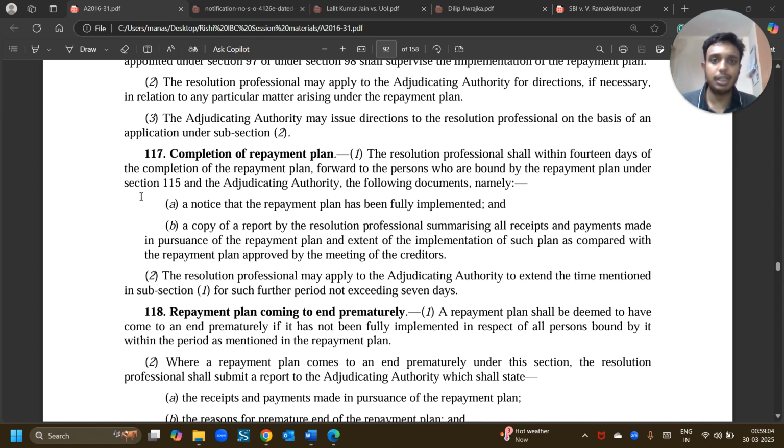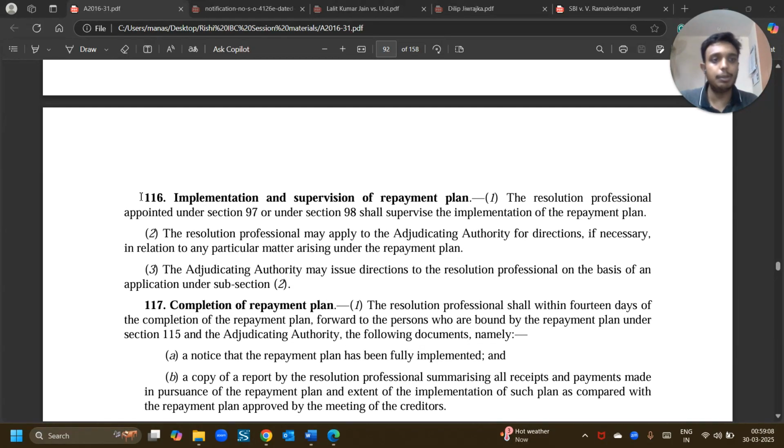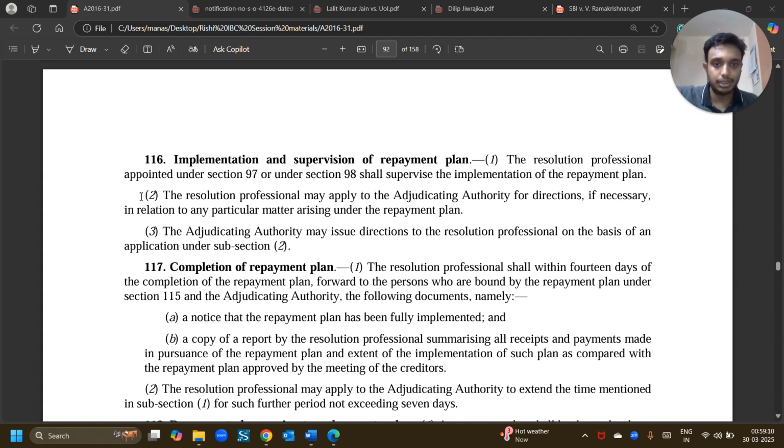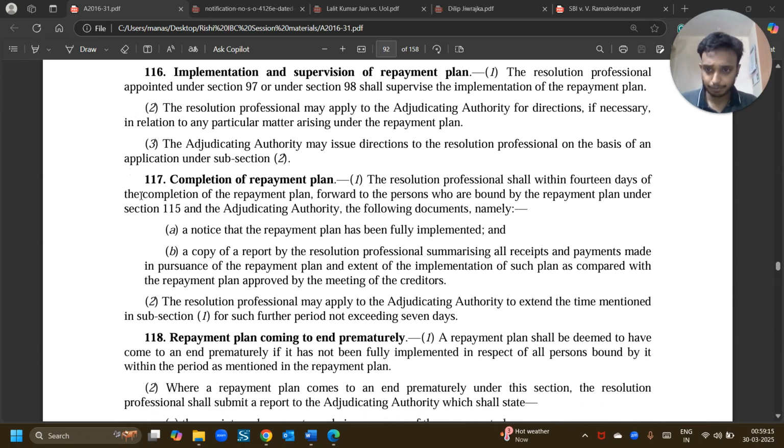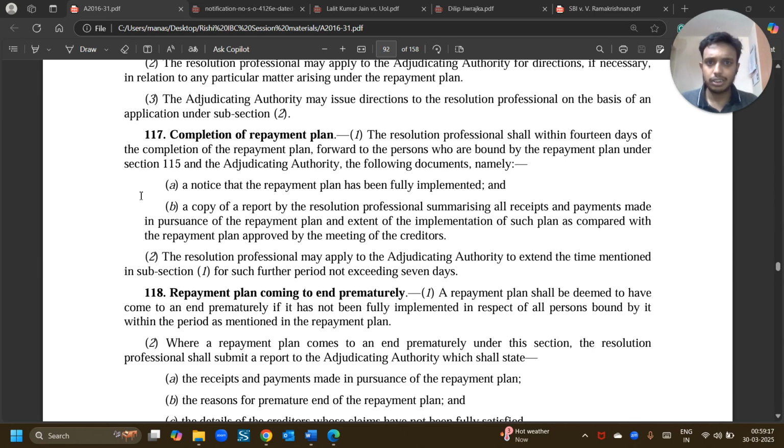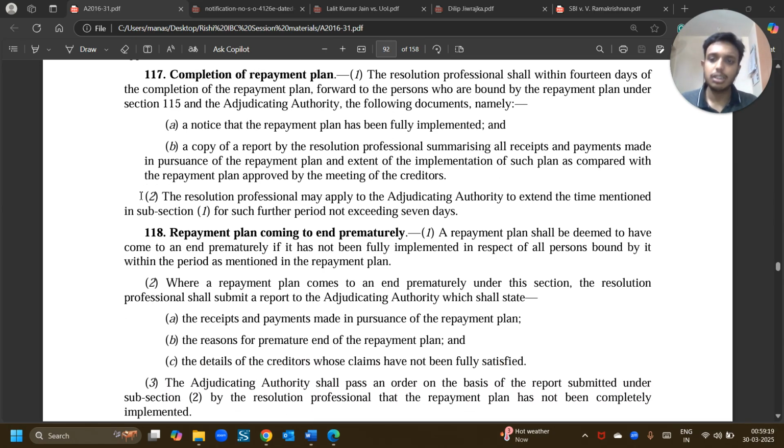Subsection 2 says the RP may apply to the adjudicating authority for directions if necessary. So if directions have not already been provided by the adjudicating authority in its admitting order, in its allowing order, then the RP can separately apply. The adjudicating authority may issue such directions as sought for.